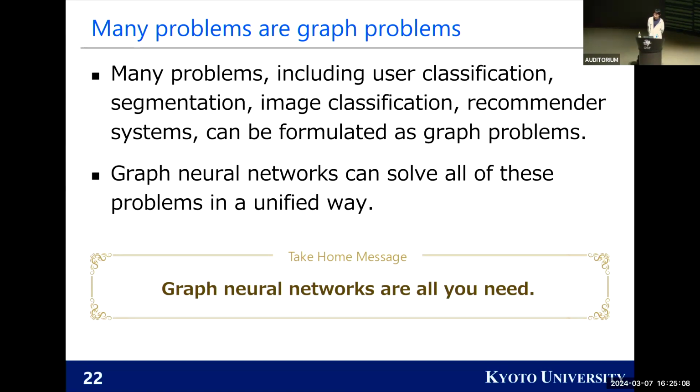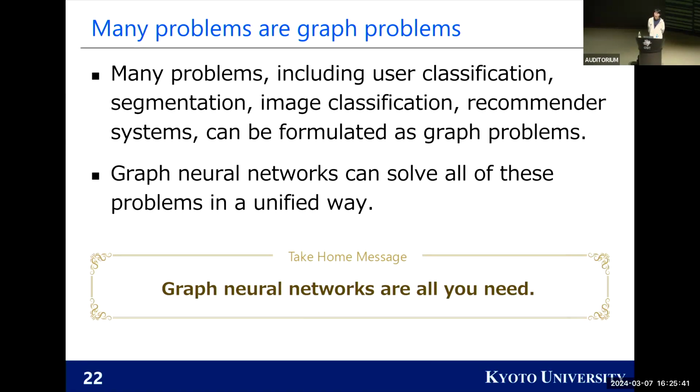GNNs can solve image classification, image segmentation, and recommender systems in a unified way. So we may say that graph networks are all you need when you learn machine learning. And also, maybe graph neural networks are more general than you may expect. For example, multi-layer perceptrons have universal approximation power, as Masaki told in his lecture, but actually GNNs are more general in some sense, as we will see later in this lecture.